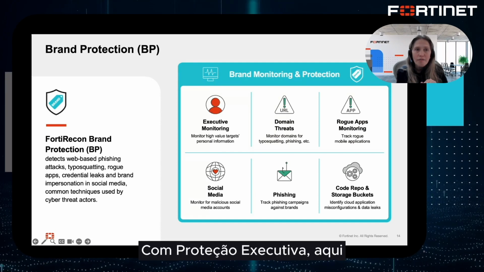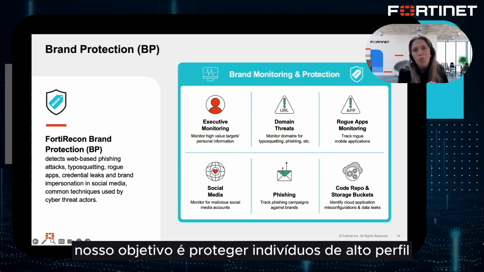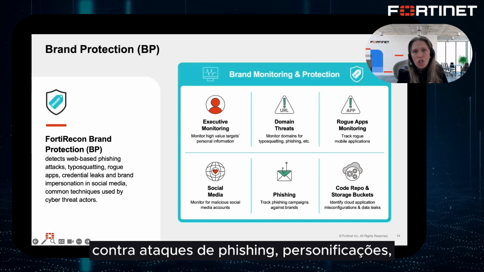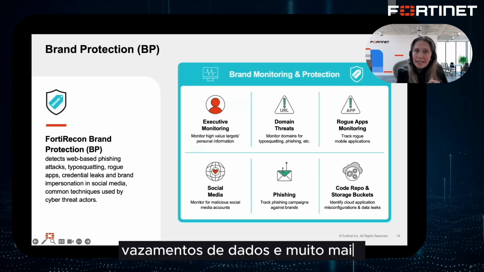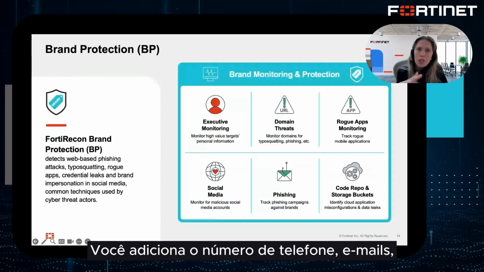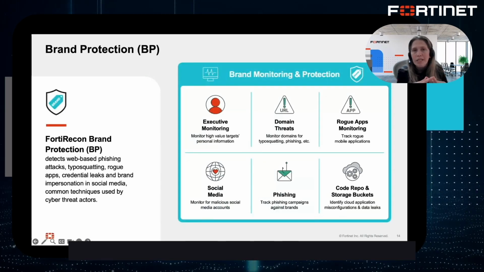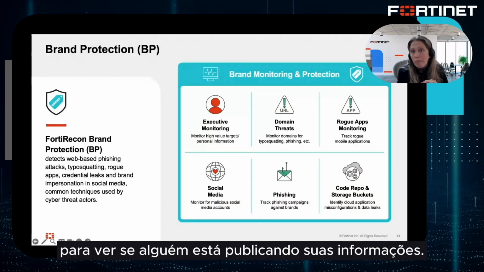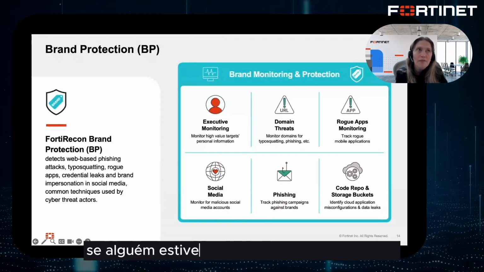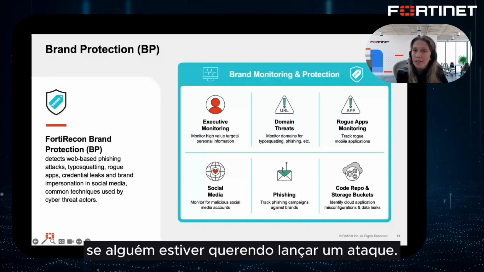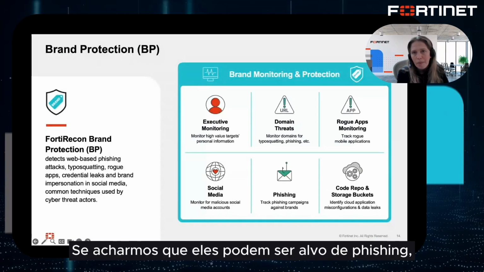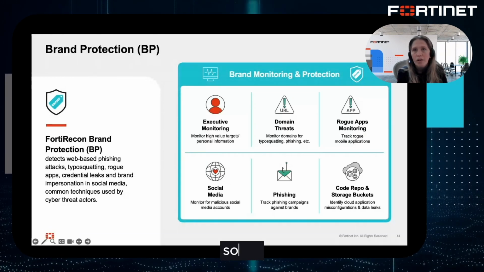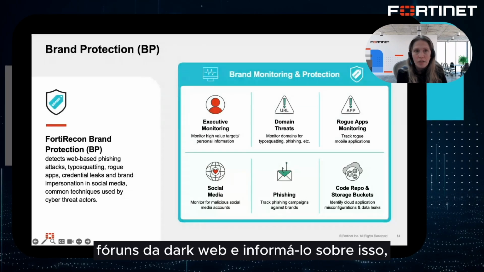With executive protection, our goal is to protect high profile individuals within your organizations from phishing attacks, impersonations, account takeovers, data leaks, and more. You add your executive phone numbers, emails, private emails, social media information, and we monitor them. We monitor to see if someone is publishing their information. This is very useful if someone is perhaps looking to launch an attack. If we think they may be a target for phishing, we can see if their information is being passed around on dark web forums and let you know about it.